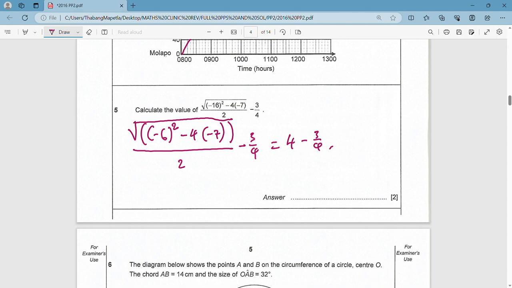Let me check. Open bracket, negative 6, close, to the power 2, minus 4 times negative 7. So it's 8. Okay, 6 squared is 36. 36 minus 28 is simply 8. So it's 8 under the root. So it should be root 8.